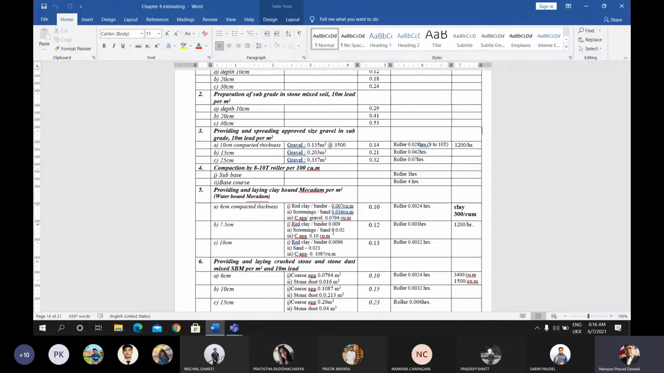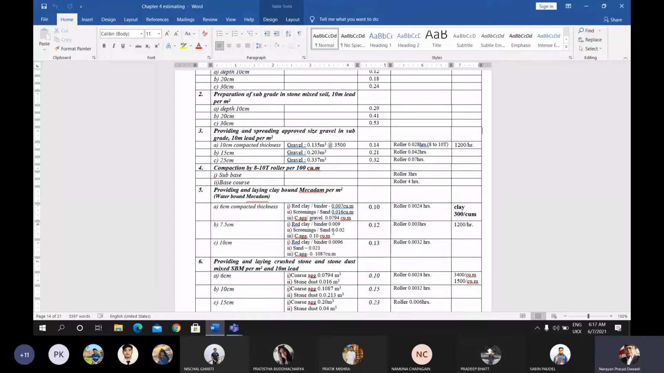Now, after knowing all these materials, the rate of the red clay can be taken as 300 per cubic meter. Rate of sand is 3000 per cubic meter, and the rate of coarse aggregate or gravel may be taken as 3400, 3500 per cubic meter. Okay, you can use that.